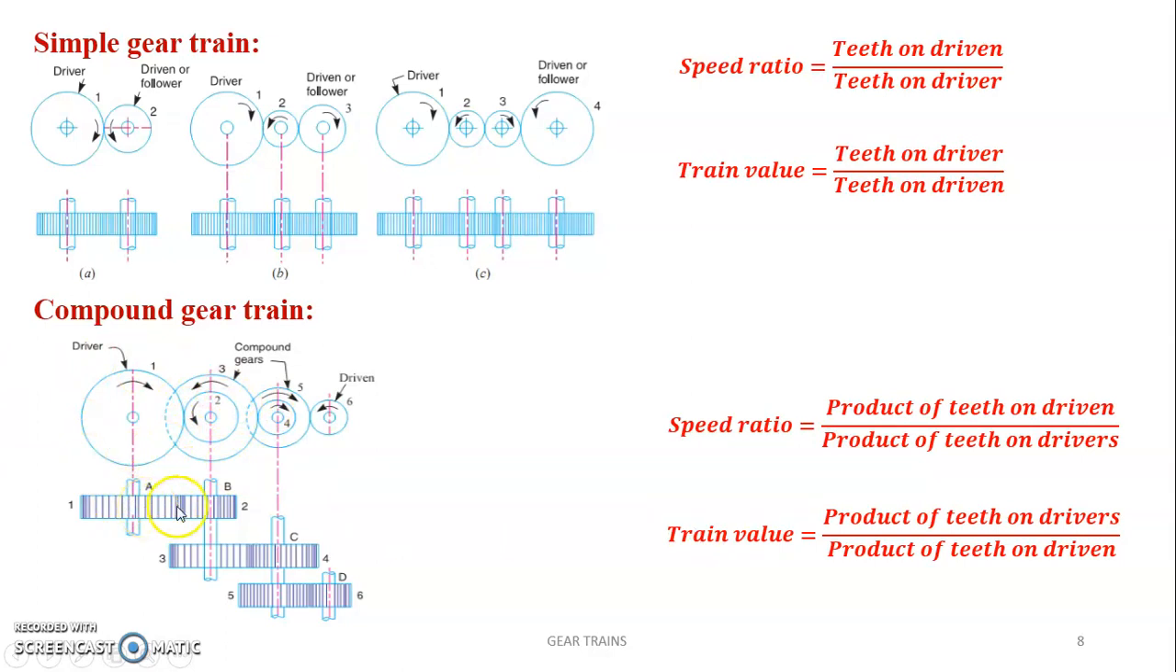Gear 1 drives gear 2, so 1 is the driver, 2 is the follower. Next, gear 3 drives gear 4, so gear 3 becomes the driver and gear 4 becomes the follower. Then gear 5 drives gear 6, so 5 becomes the driver and 6 becomes the follower. Hence the train value is nothing but the product of drivers, that is T1 into T3 into T5, divided by the product of teeth on driven, that is T2 into T4 into T6. You need to understand these two when you want to calculate the gear train or epicyclic gear trains.